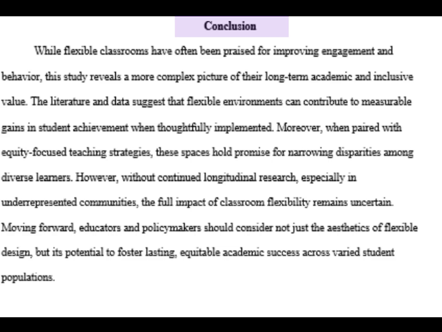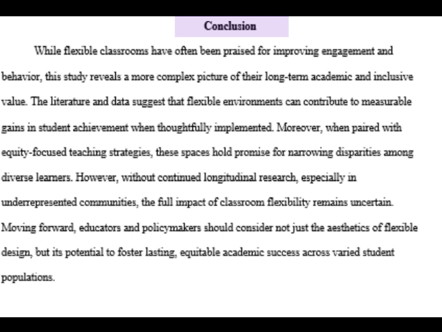The Conclusion. Finally, your conclusion. Conclusion is a Level 1 heading and should be bold and centered. Write 5 to 6 sentences that summarize everything. Start by restating the significance of your research topic. Then, briefly highlight the key takeaways from your literature review, research questions, and methodology.